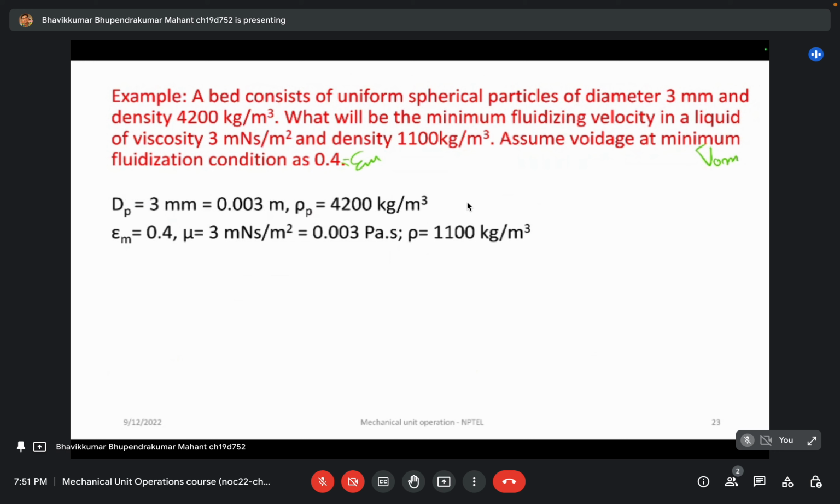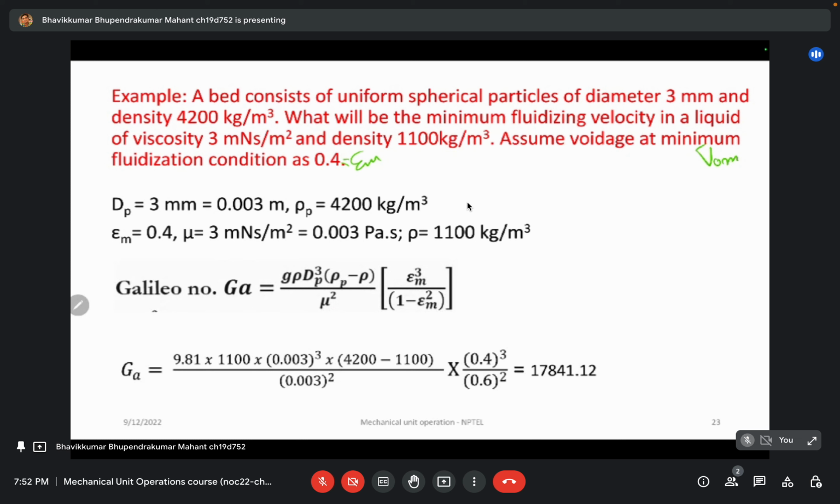And you can consider the equation of this. We will go through the equation of the Galileo number first. That is easy. The Galileo number is some factor of the Reynolds number, or it is a simplification of the complex equation. So you need to find the Galileo number, which is g rho dp cube (rho p minus rho) upon mu square, epsilon whole cube, 1 minus epsilon m square. You substitute each and every value you have, and you will get one value, the Galileo number 17841.12.